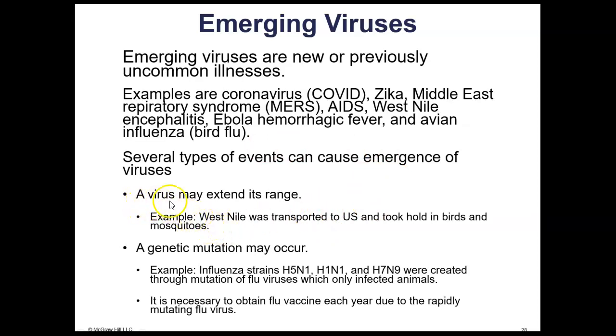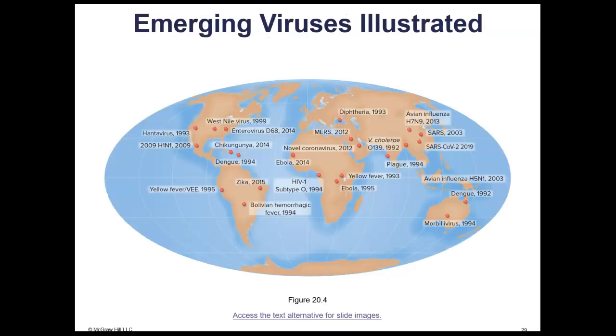There are two events that can cause the emergence of a virus. The virus may extend its range. So if the virus was previously in a localized area, like some small island, but now it has extended its range to many areas of the globe, then that can cause the virus to become an emerging virus. And that happened with COVID. And also genetic mutations may occur. This happens with the influenza viruses, and it definitely happened and is happening with COVID.